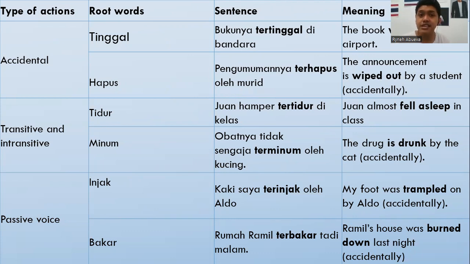And the third and the last type of action is passive. When the prefix ter is used with other words, it becomes a passive, like what I discussed kanina. So let's continue. The root words example are injak and bakar.